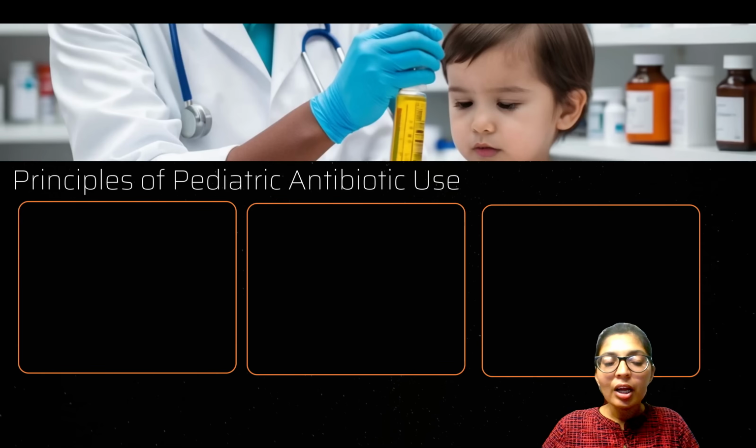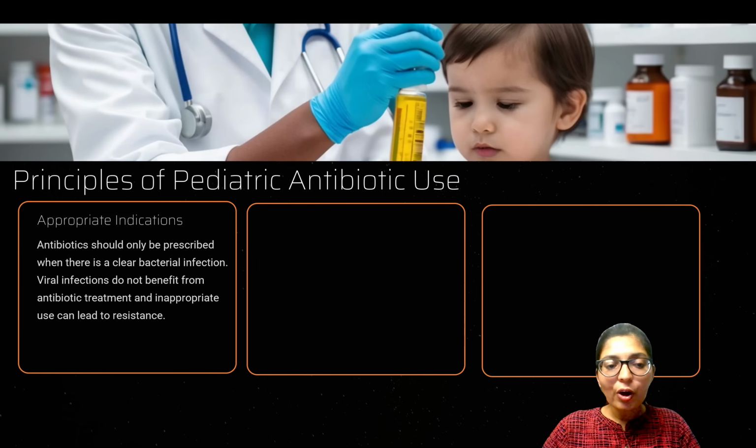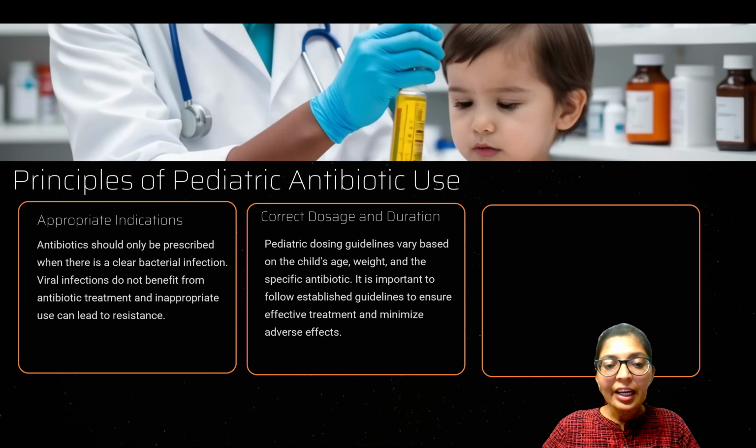Next we are going to talk about principles of pediatric antibiotic use. Appropriate indication: antibiotics should only be prescribed when there is a clear bacterial infection, because if there is a viral infection then there is no use of antibiotics. Viral infections do not benefit from antibiotics. Next, correct dose and duration. It is very important. According to pediatric dose guidelines, it depends on the age of the child, weight and which antibiotic is needed. It is important to follow established guidelines to ensure effective treatment and minimize adverse side effects.